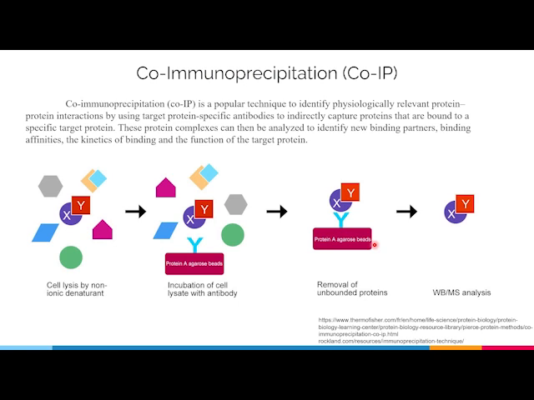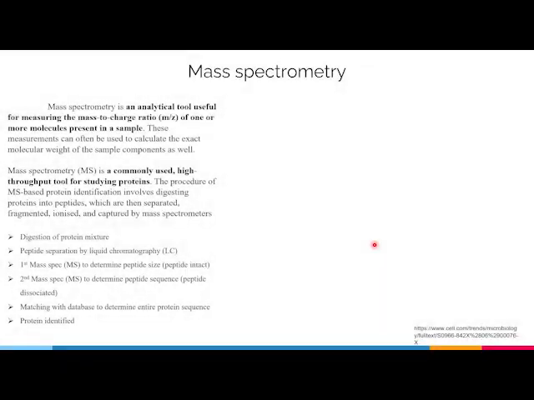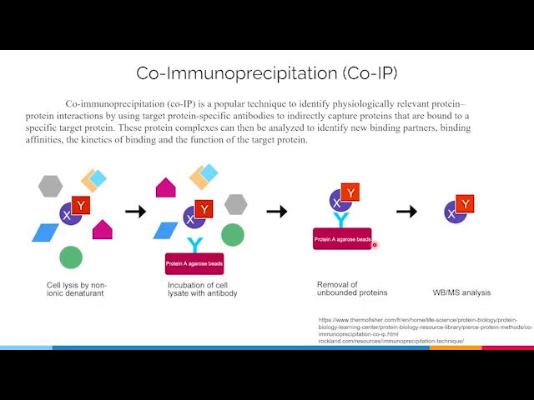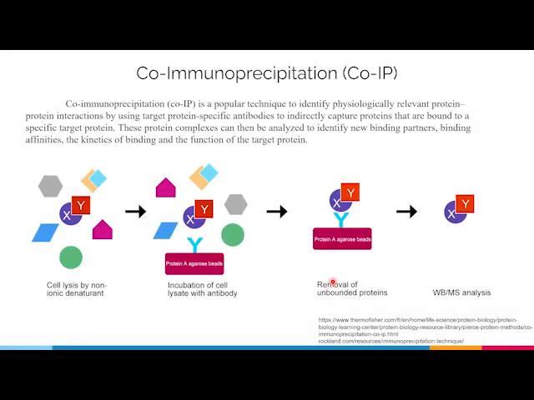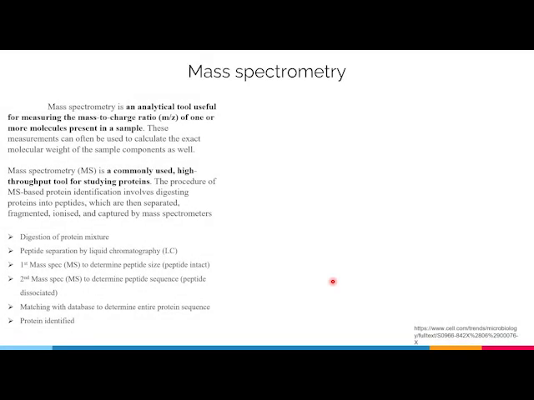Okay. So it was co-immunoprecipitation, and now we will discuss a bit about the second part of the question, the answer essentially, which is the mass spec characterization. We will go through it just off the top of it.